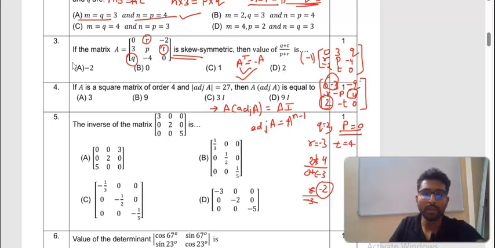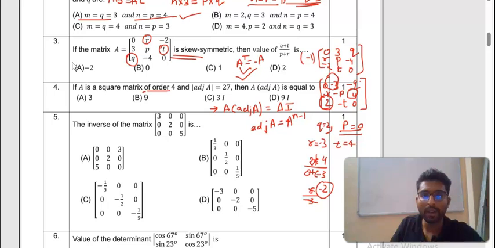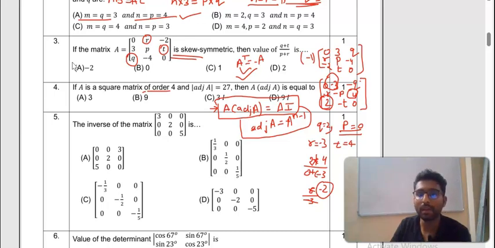Okay, now the next question: if A is a square matrix of order 4 and determinant of adjoint A equals 27, you have to find determinant A. So here are two basic formulas: determinant of adjoint A equals determinant A raised to the power n-1. Okay, to understand this I will also make a detailed video. For now you will only apply the formula. First see, adjoint A is given to you.